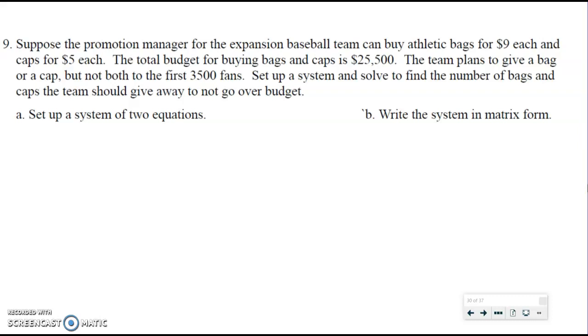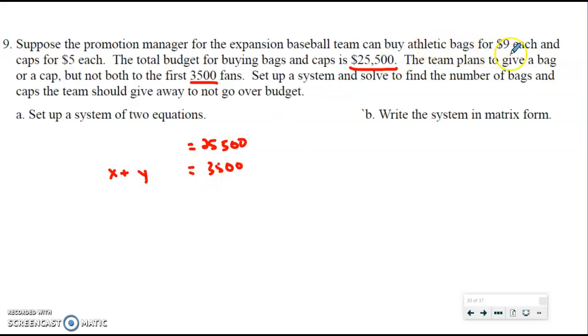So the first thing that we're trying to do is set up the system of equations. The first thing I notice is that we do have some totals. We have 25,500 and 3,500. So I know it's going to equal 25,500 and it's going to equal 3,500. Really we're getting bags and caps, and if I combine them together, that means I'm adding them together. x plus y is going to equal 3,500.